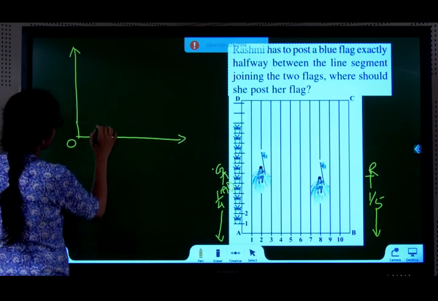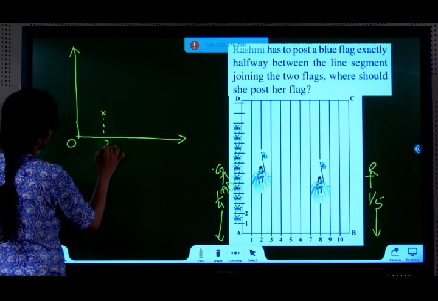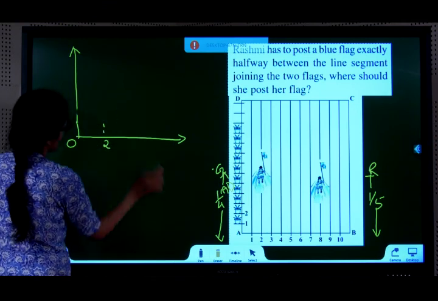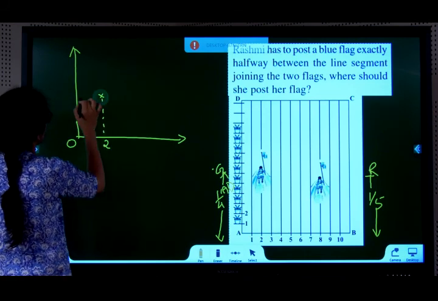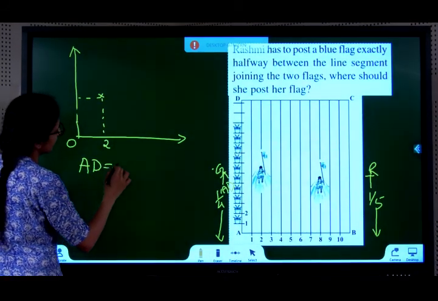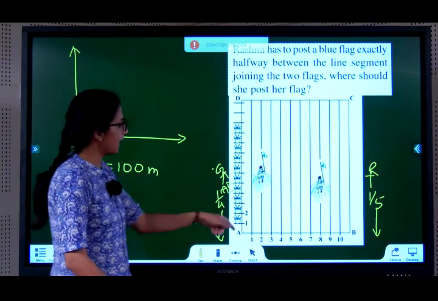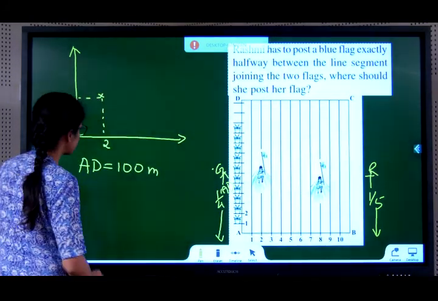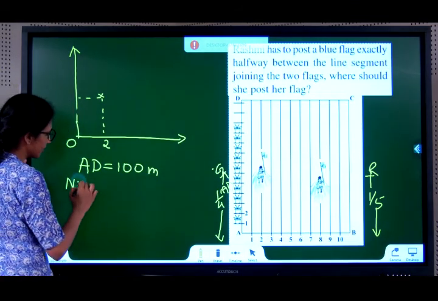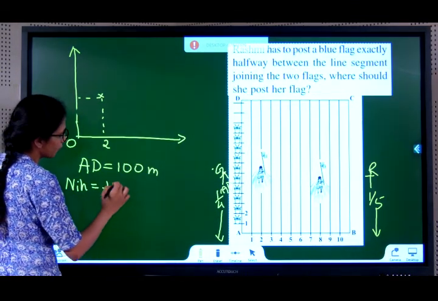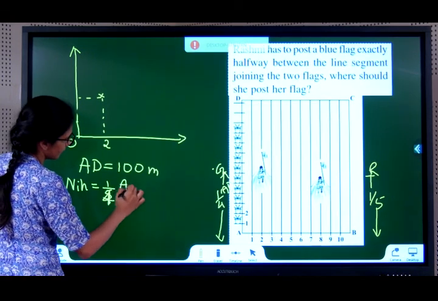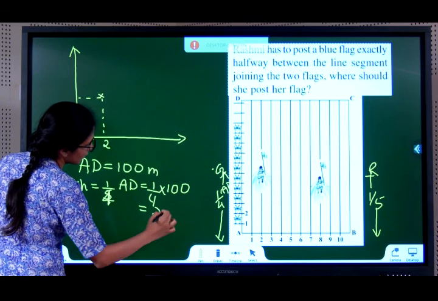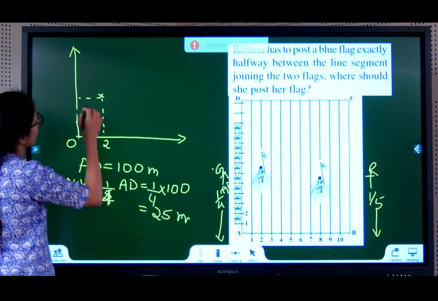On the second line, she has run 1/4 the distance. So AD is equal to 100 meters. Why? Because there are 100 pots, each at 1 meter distance: 1 meter, 1 meter, 1 meter, totally 100 meters. Niharika ran 1/4 of AD, 1/4 of 100. Niharika ran 25 meters.